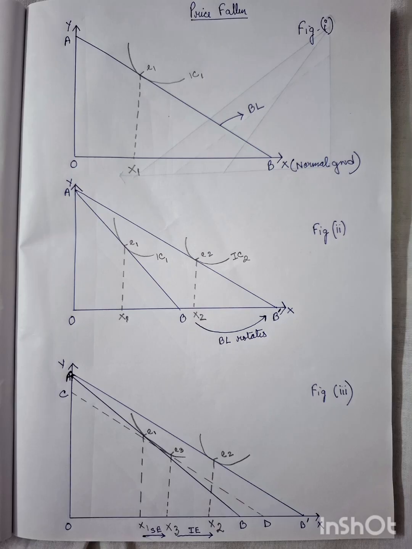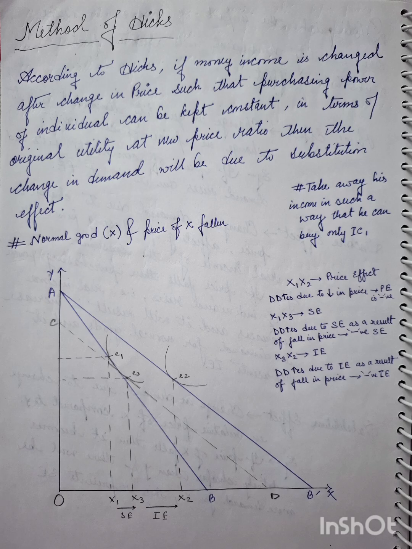Now one more thing, the substitution effect is always negative. Okay, what does negative mean? With a rise in price, consumption will fall, and with a fall in price, consumption will rise. This is the basic law of demand. So the substitution effect is always negative. Here also, see, the substitution effect is negative. The direction of price and consumption is opposite.